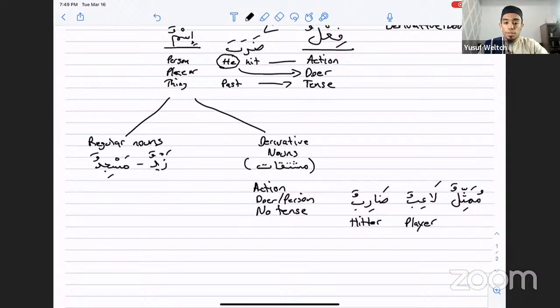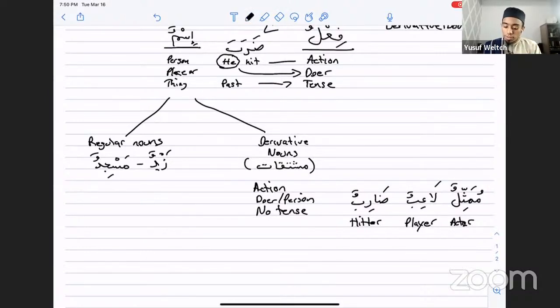Form 2. Form 2, good, right? So mumathilun is an active participle of form 1. Now tamthil means to act, right? So it's an actor. I believe that's how you spell it, or is it ER? I think it's OR. Okay. So actor.